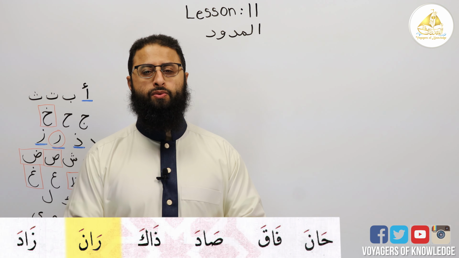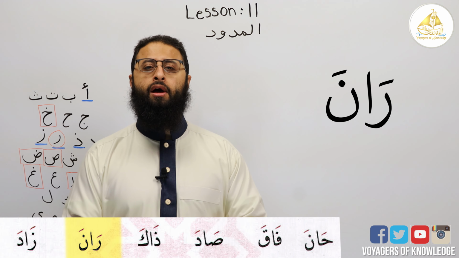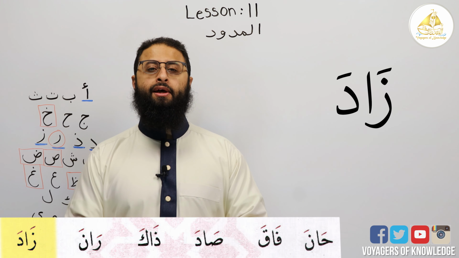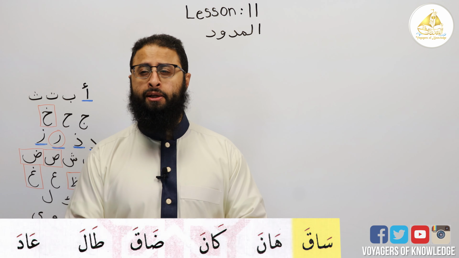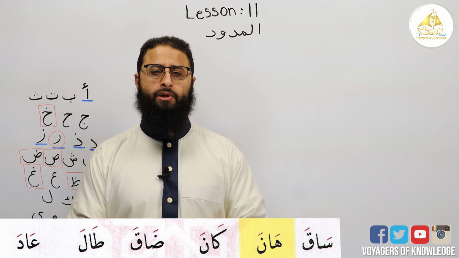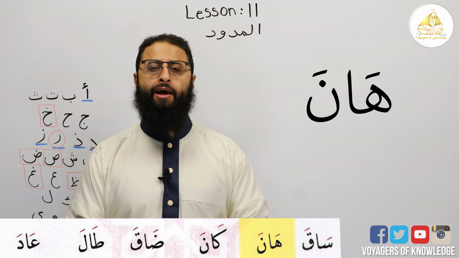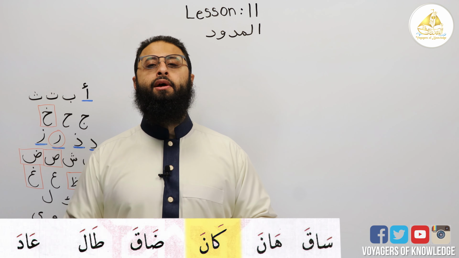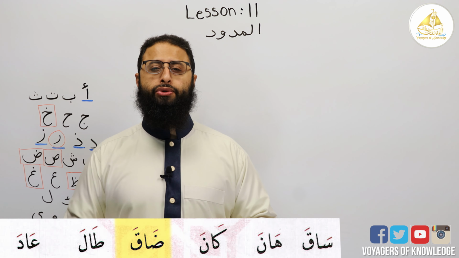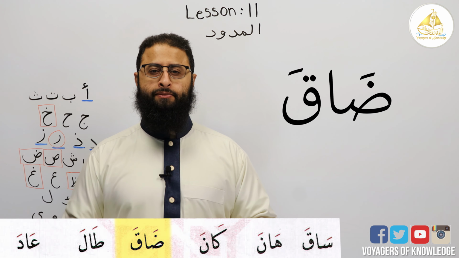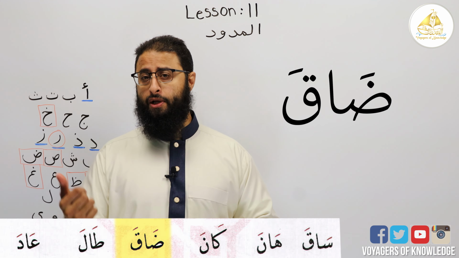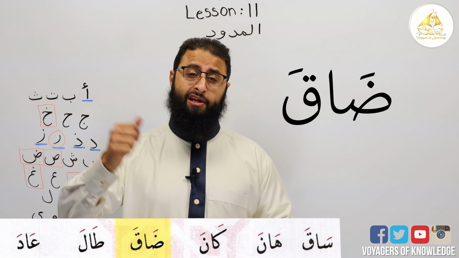Next word. Rana. Next word. Zada. Next line. Saqa. Next word. Hana. Next word. Kana. Next word. Daqa. You hear the boldness in the alif, right? The alif changed because of the letter before it. Remember, if the letter's a bold letter, then the alif becomes bold.